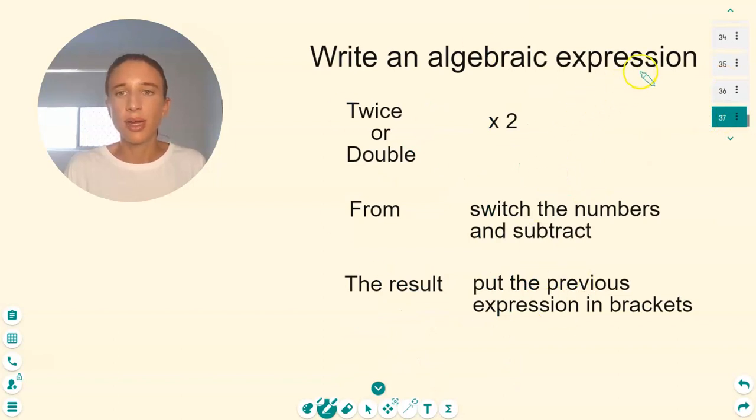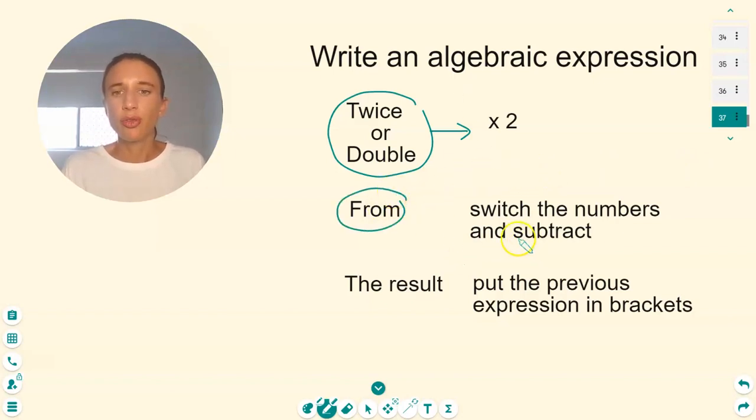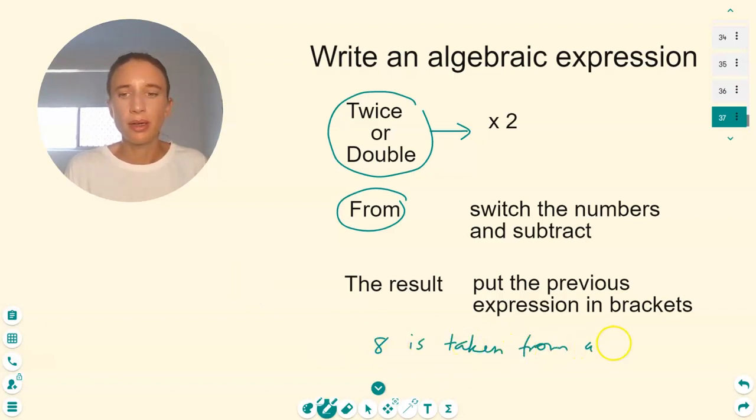This is a little summary. To write an algebraic expression, twice or double means times 2. Triple means times 3. If you've got from, you switch the numbers and subtract. So say if you had, what can we say, 8 is taken from a number.